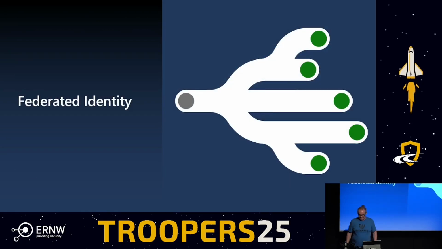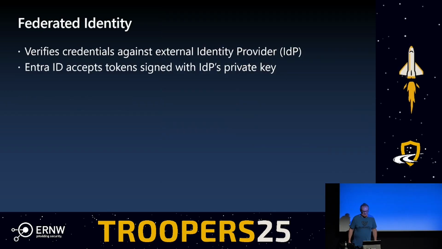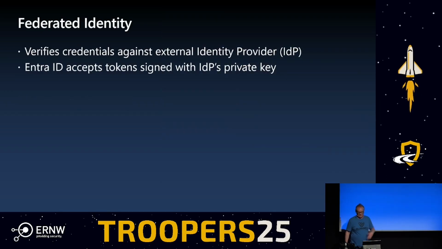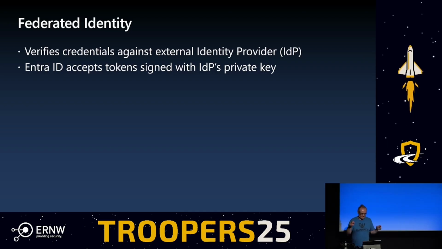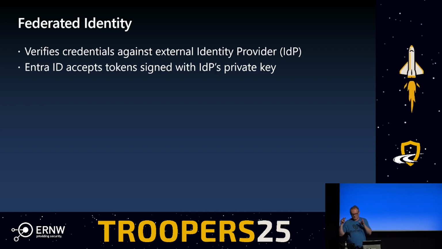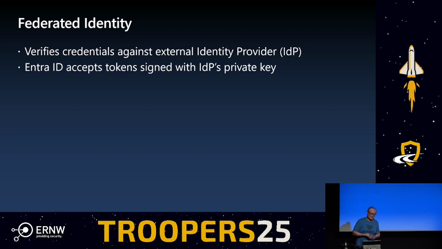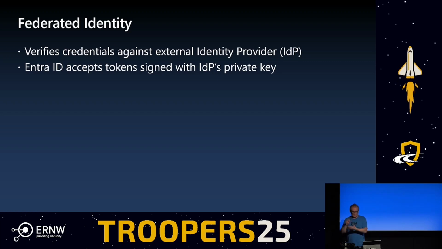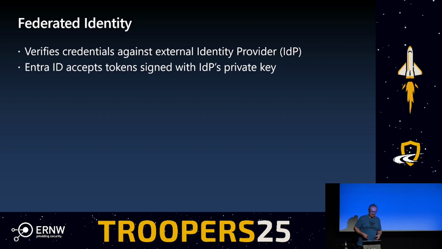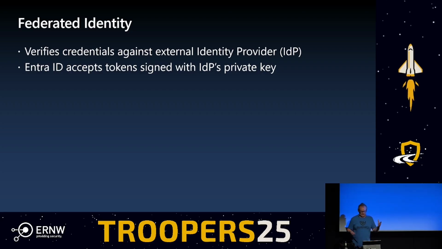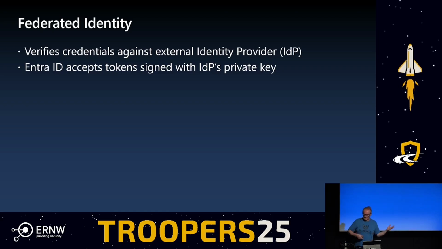Okay, then to the last one, federated identity. And what happens here is that when you log into Entra, you come there through an identity provider which creates you a token of some kind, and it's signed by a private key. And Entra ID trusts the public part of the key, the certificate, and then they can verify that this is really done by this provider, a third party I trust.